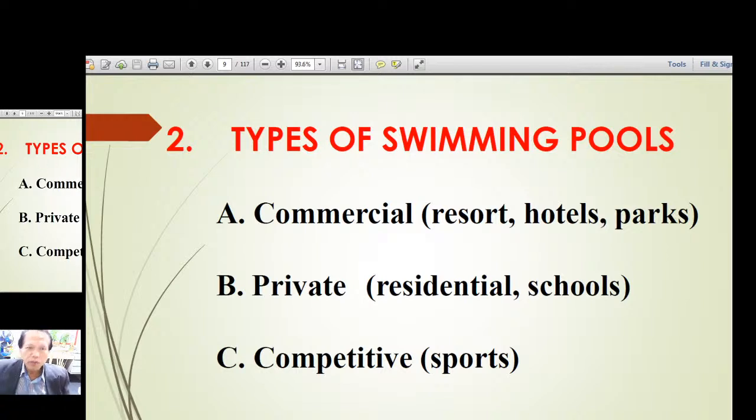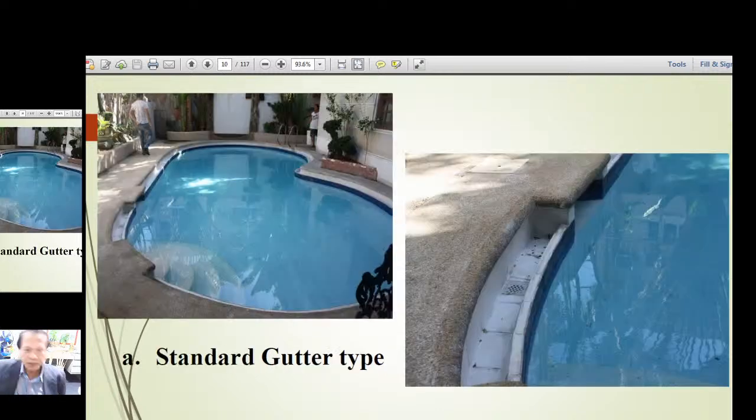Okay, types of swimming pools. We have the commercial type, like the resorts, the hotels, and the parks. Letter B is private, also residential and schools. And letter C is competitive, for competition, just like the one they use in the swimming competitions.